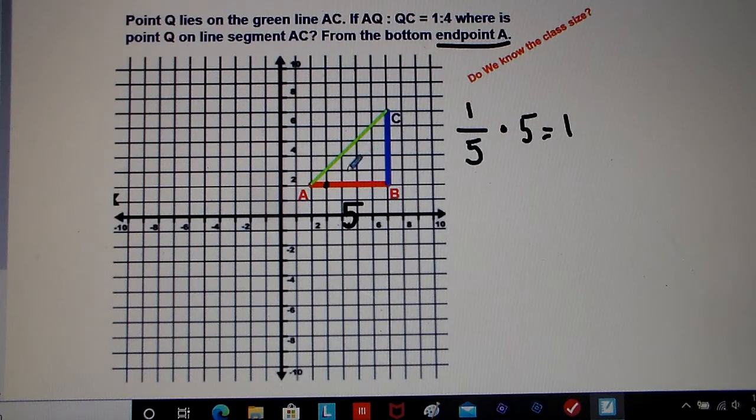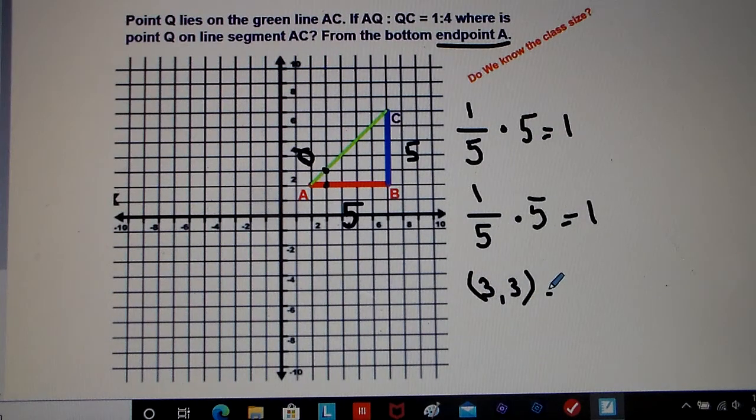So this is why I went 1 to the right from A. Then I have to do 1/5 times the height, which is 1, 2, 3, 4, 5. 1/5 times 5 is 1. So for the height, we go up 1. And that's the location of point Q. It's 3 to the right, 3 up. So 3, 3 is the coordinate for Q.